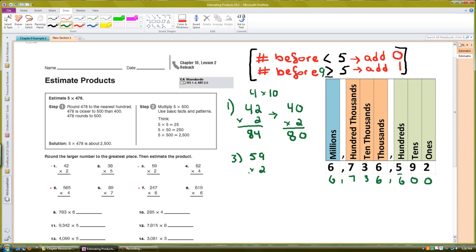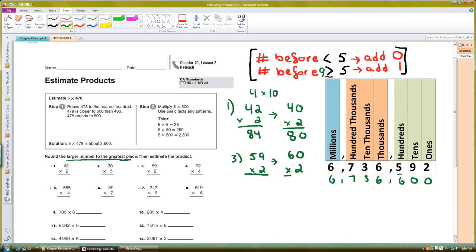Okay, so we look at our table above. Again, we're rounding the larger number: round the larger number to the greatest place. So 59 is the larger number, and the greatest place again is the tens value. So we look at the number to the right of the 5, and it's 9. Again, 9 is greater than 5, so we're going to add 1. So we can rewrite this problem over here by adding 1 to 5. We get 6, and everything to the right goes to 0, and that's multiplied by 2.